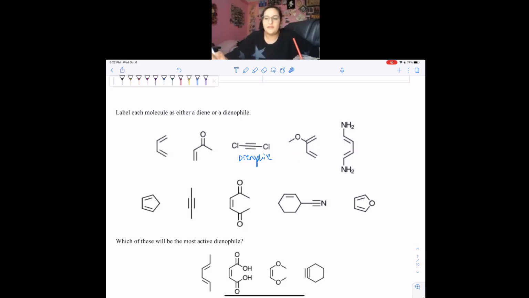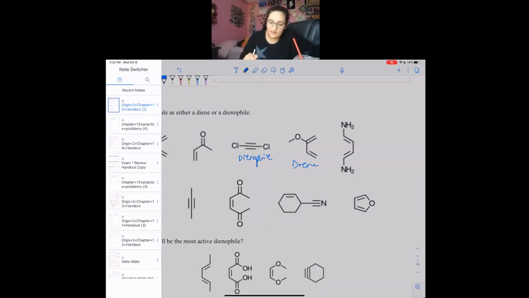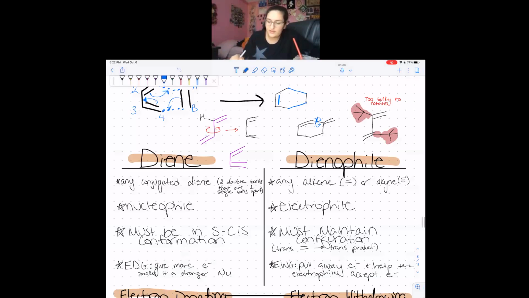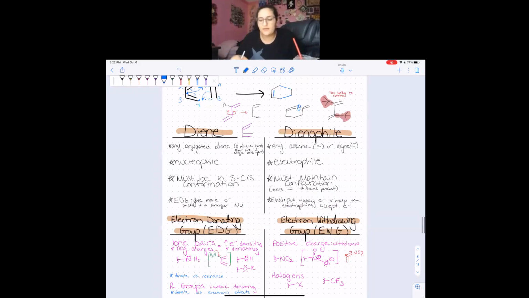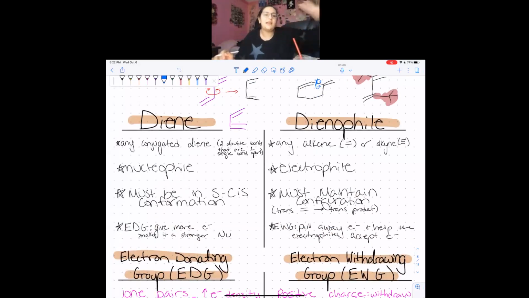And yes, I can definitely explain the difference. Let me give you this awesome thing that I made in previous semesters because I don't want to redraw it. I'll show you the top and then I'll scroll down to the bottom. So a diene is literally any conjugated diene, so anything that looks like this. And the diene is going to be the nucleophile, the thing that does the attacking. And in order to react, it has to be S-cis, or it has to be able to turn into S-cis.